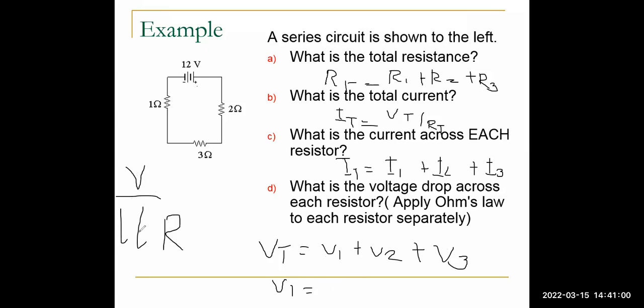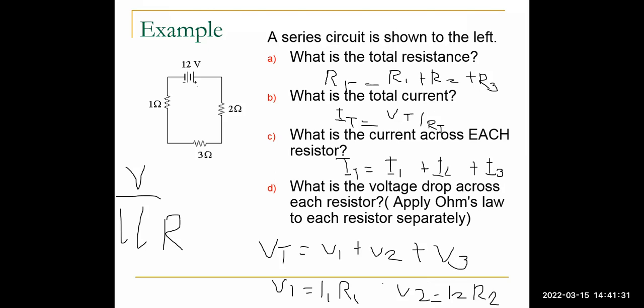So voltage 1 is I1 times R1. For voltage 2, it's the same: voltage 2 is equivalent to I2 times R2. Then voltage 3 is I3 times R3. So using the following formulas, what is the total resistance?